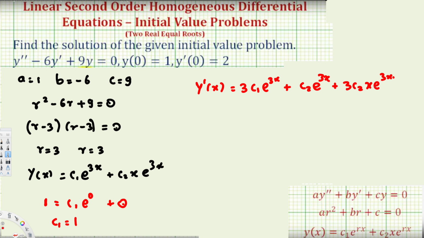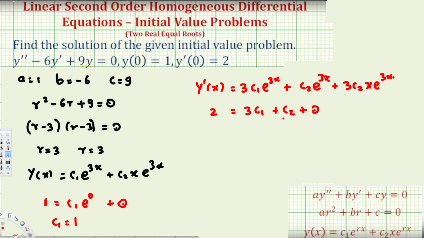Now after we find the derivative, we can plug in to find out the c2 value. And here we are going to have y prime of 0 is equal to 2, so this is going to be 2. And if we plug 0 for x, this is going to be just 3c1 because e^0 is 1. And here also we are going to have just c2 because e^0 is equal to 1. And this entire thing is going to be 0 because we have x multiplying everything, and if we plug 0 for x, this is going to be 0.